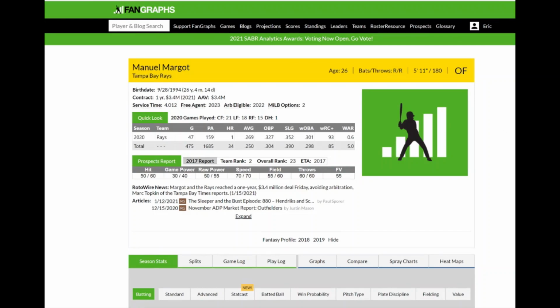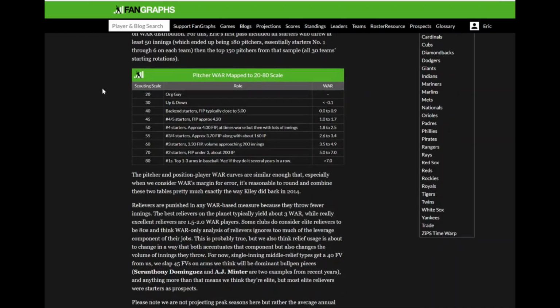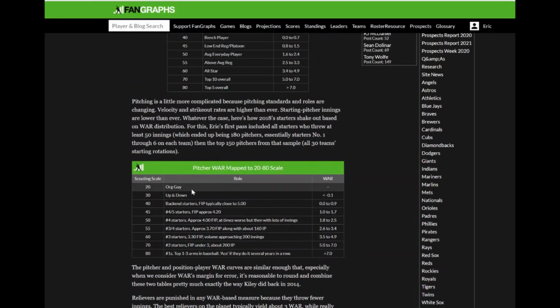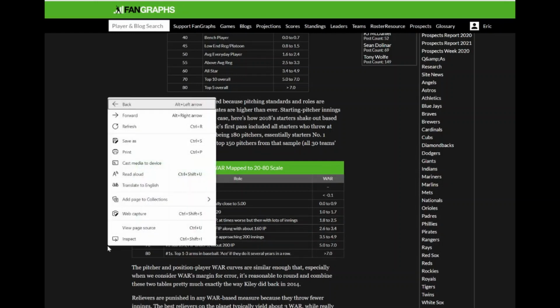All right, now let's talk about pitchers for a little bit. Oh, here it is. All right, nice. So here's another specific table where I take you through the scouting scale FV mapped to the WAR production.